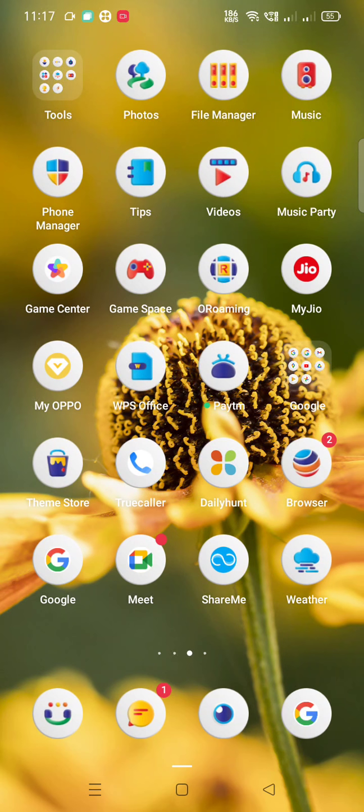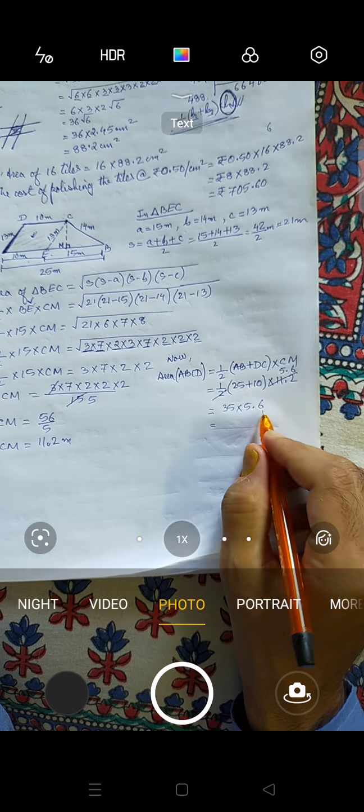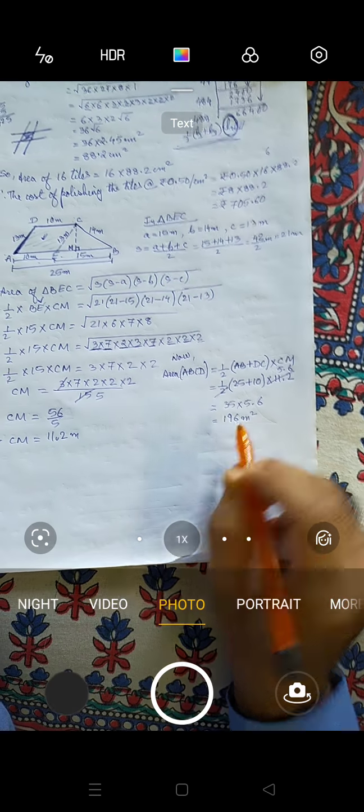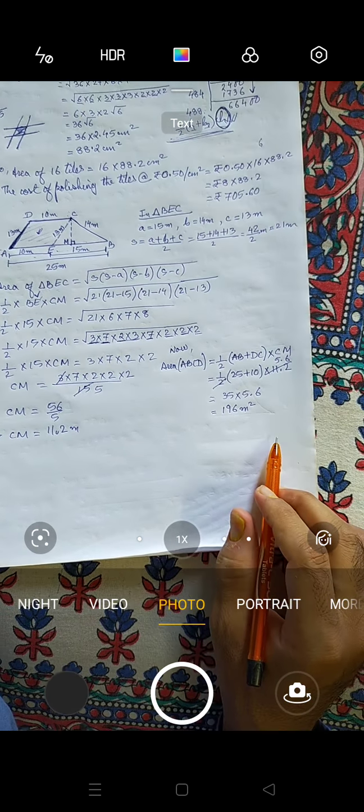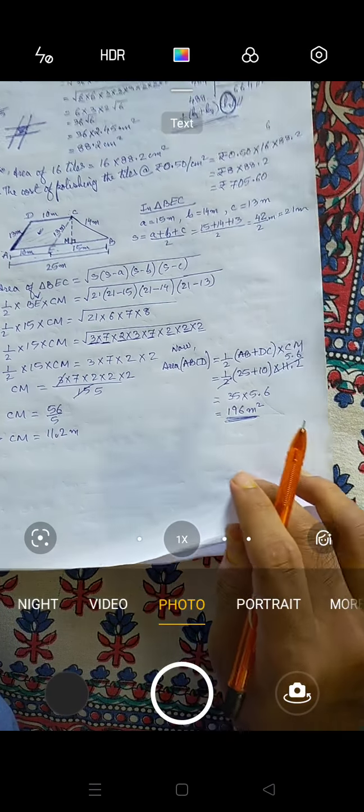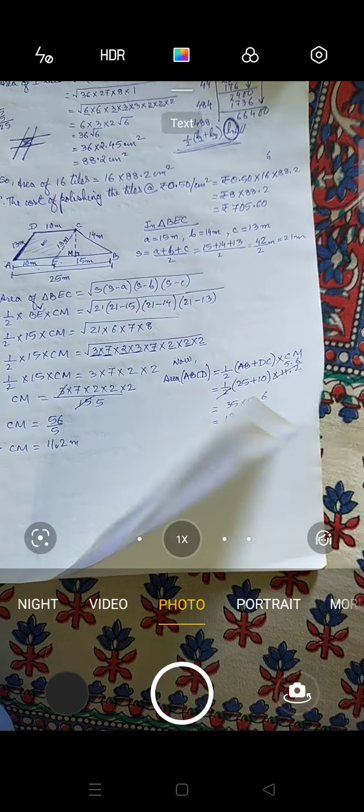For the last 15 years I am teaching, so I know that when you multiply this, you will be getting 196 meter square. So just multiply and check it. I know this answer will be 196 meter square. Just check whether you are getting it or not.